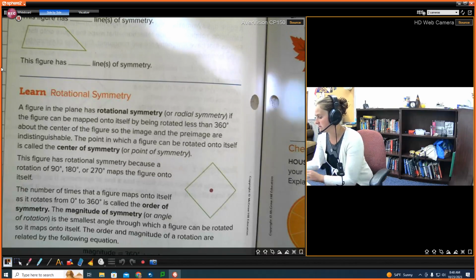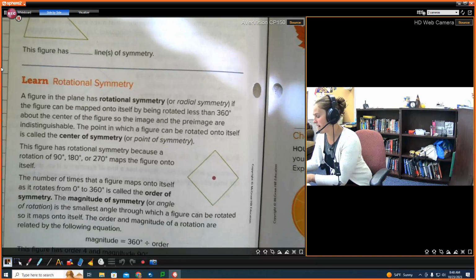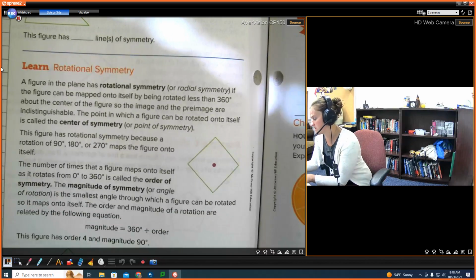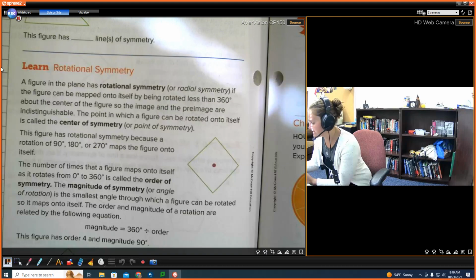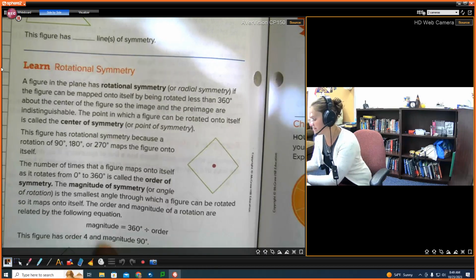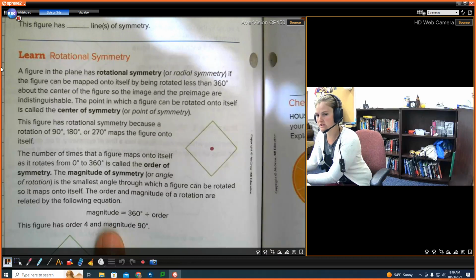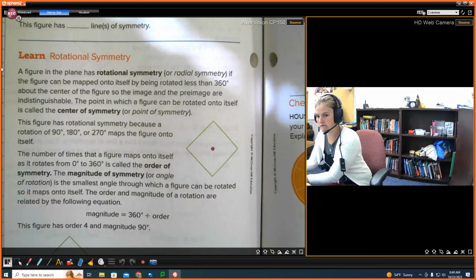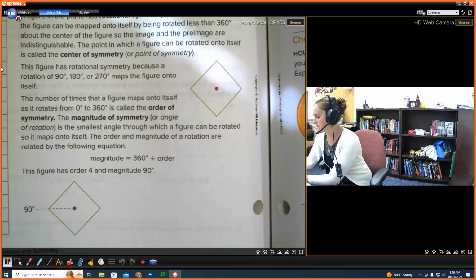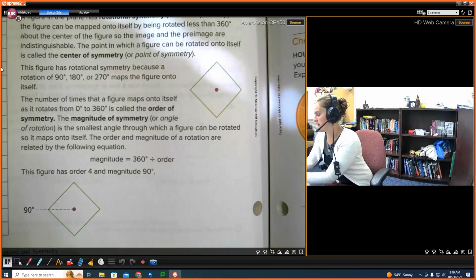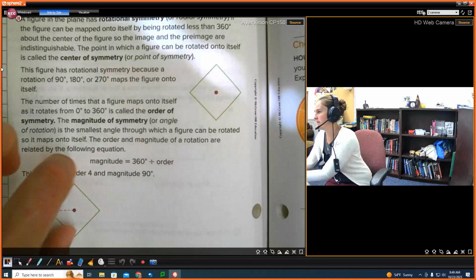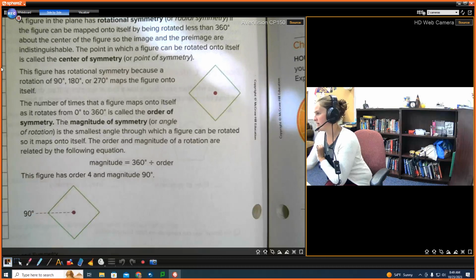So the number of times that a figure maps onto itself as it rotates from 0 to 360 is called the order of symmetry. The magnitude of symmetry is the smallest angle by which the figure can be rotated so it maps onto itself. The order and magnitude of rotation are related by the following equation: magnitude equals 360 degrees divided by the order. So the figure has an order of 4 and a magnitude of 90 degrees. We can rotate this diamond 4 times to make the same diamond, which means we're rotating it every 90 degrees, okay?